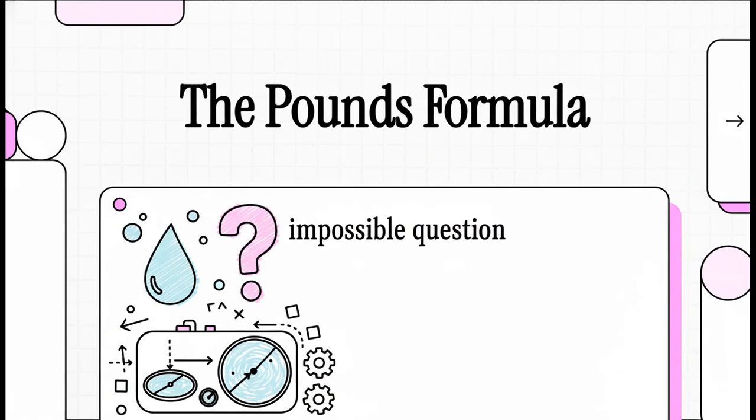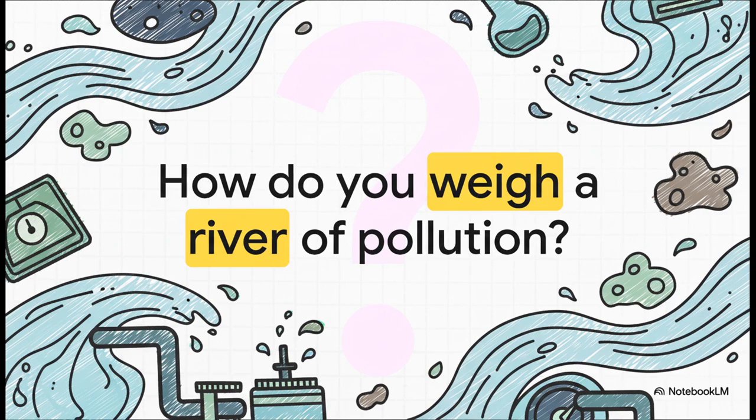All right, today we're going to talk about something you probably never think about, the hidden math that keeps our water clean. And it all starts with one kind of crazy-sounding question. Now, seriously, think about that for a second. How in the world do you weigh something when it's dissolved in millions of gallons of water that's constantly moving? It sounds pretty much impossible, but this is a puzzle that wastewater treatment plants have to solve every single day.